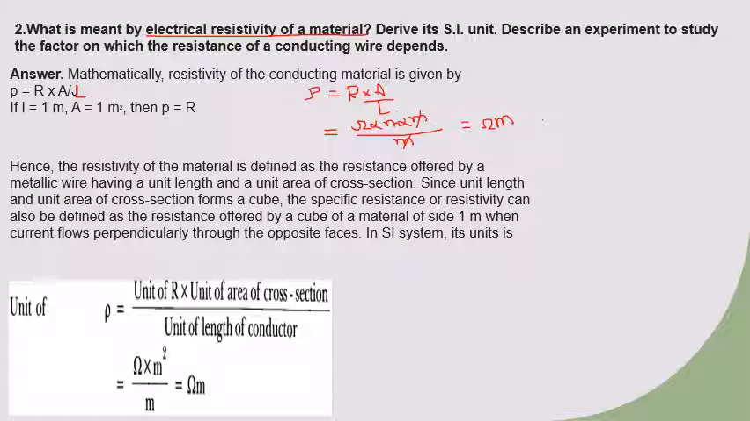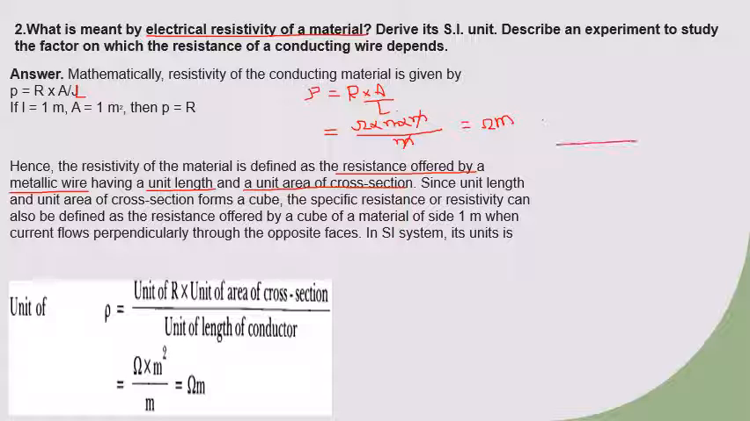Describe an experiment to study the factors on which the resistance of the conducting wire depends. So there is an experiment which will show what the resistance of the conducting wire depends on. And the resistivity of the material is defined as the resistance offered by a metallic wire of unit length and unit area of cross section. So how will we define this?